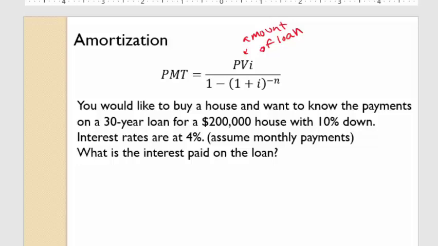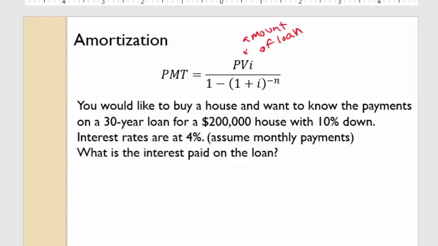So you would like to buy a house and want to know the payments on a 30-year loan for $200,000 and 10% down. Interest rates are at 4%. Assume that you are making monthly payments. What is the interest paid on the loan? So let's first find out what the payments are, that payment amount, PMT.